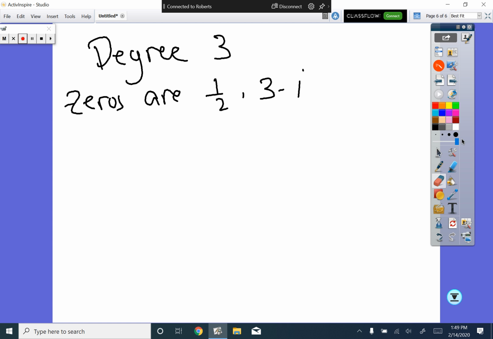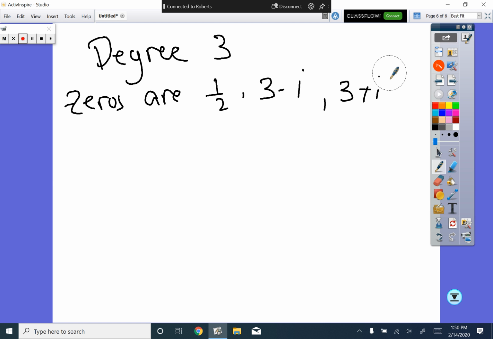Is everybody there with me? Okay, that's only 2 zeros. Did it say any of those were multiplicities? So who's the other 0 that they're kind of telling us is there, but not really? They're not giving it to us, but it's there. 3 plus i, agreed? Does everybody see where that other one comes from?